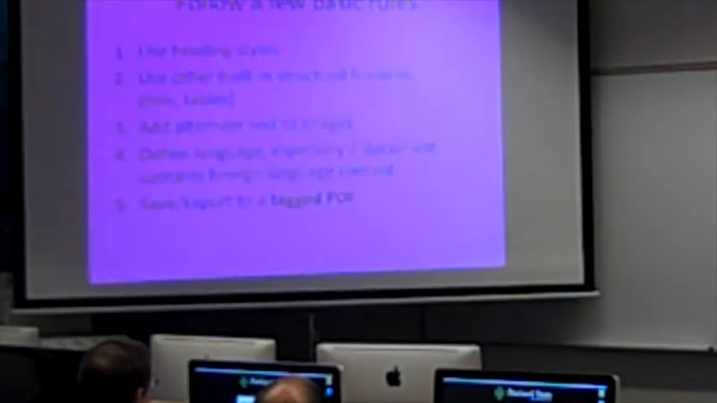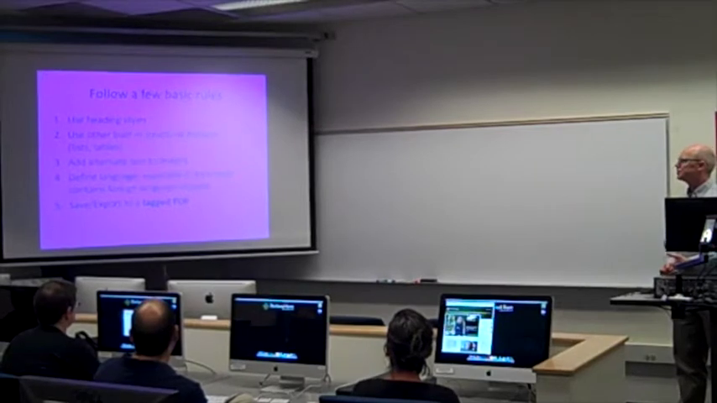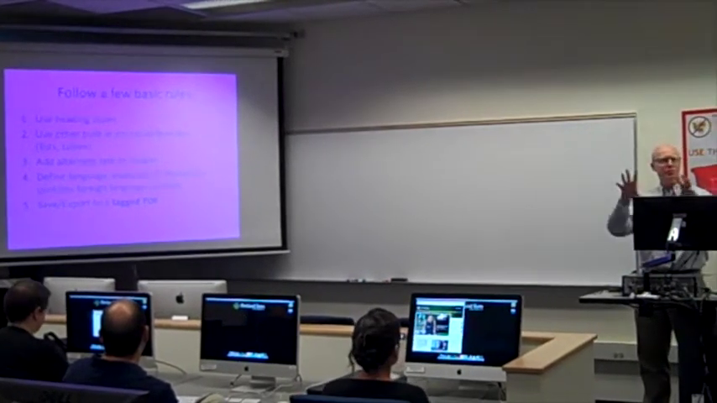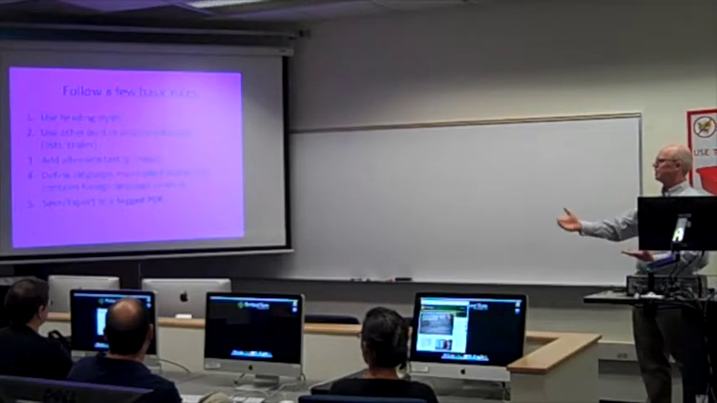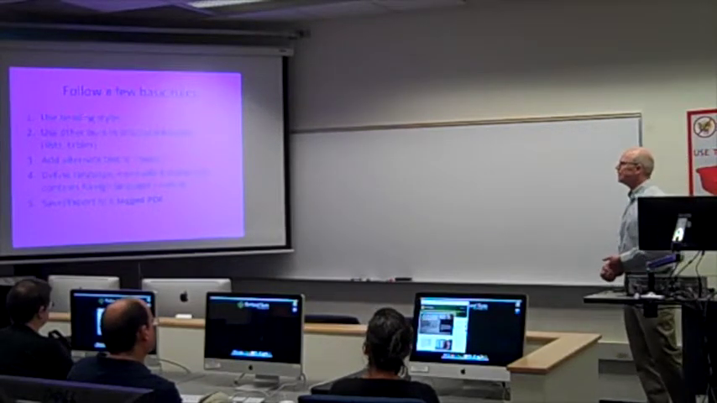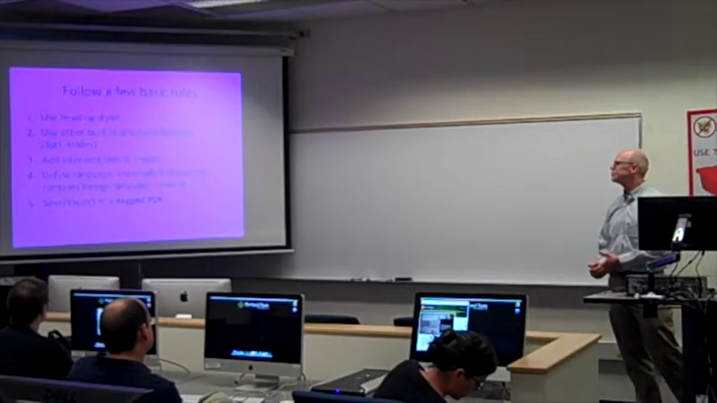There are a few basic rules that you need to follow as you're creating a document. You need to use heading styles, and we'll walk through all these so you'll get a real sense for what we're talking about. So you've got your headings very clearly communicated within the document. Other built-in structural features like lists and tables, you need to use the built-in features within your authoring tool, within Microsoft Word, to create lists, to create tables. If you have images, you need to add alternate text that describes the images.